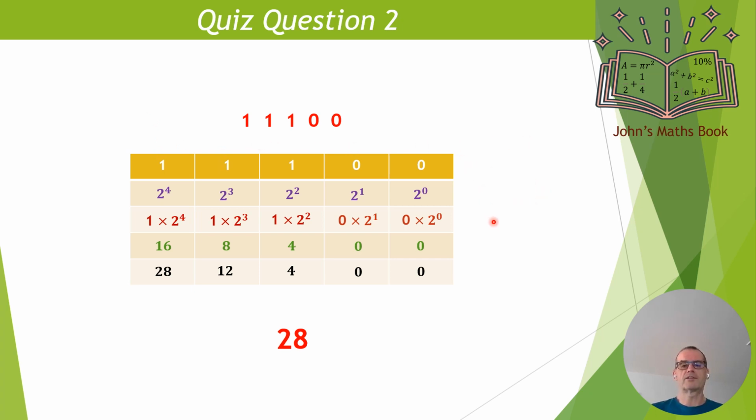In the first column on the right, we have a 0 multiplied by 2 to the power of 0. Second column, we have a 0 multiplied by 2 to the power of 1. Third column, we have 1 multiplied by 2 to the power of 2. Fourth column, we have 1 multiplied by 2 to the power of 3. And in the last column, we have 1 multiplied by 2 to the power of 4. So the answers we get here are 0, 0, 4, 8, and 16. So if we add these numbers up, 0 plus 0 is 0, 0 plus 4 is 4, 4 plus 8 is 12, and 12 plus 16 is 28. So the final answer is 28.